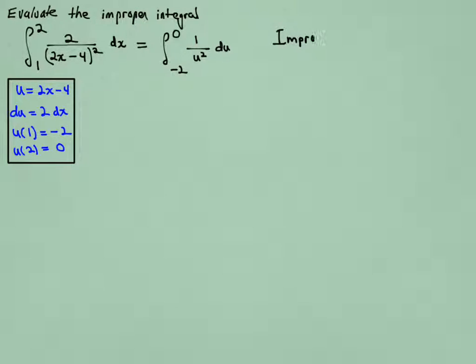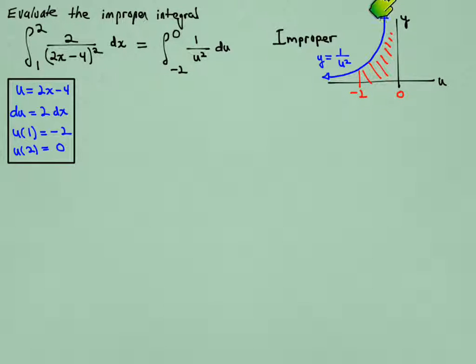Hopefully you see again that it is in fact improper. If I plot the function y equal to 1 over u squared, and look at it between minus 2 and 0, I'm seeing a vertical asymptote right here at 0, and therefore we have an improper integral. So we should set it up as a limit. I'm going to let b approach 0 from the left. Again from the left, because as I move towards 0, I'm approaching it from the left side in my interval.